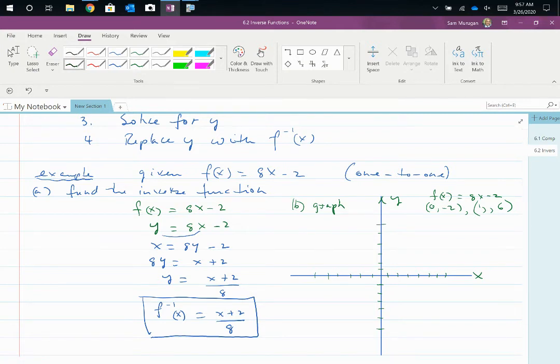So plot 0 and -2 right here, 0 and -2, and then plot, say, 1 and 6: 1, 2, 3, 4, 5, 6 right there. And the not so fun part is trying to sketch a graph with this tool here. Let's see if this works. All right, this may or may not work. Let's see.